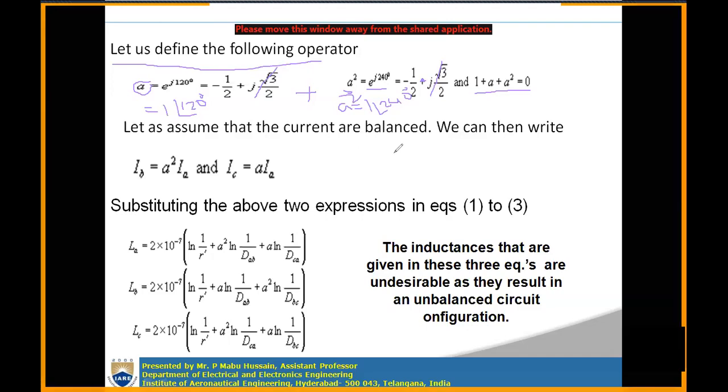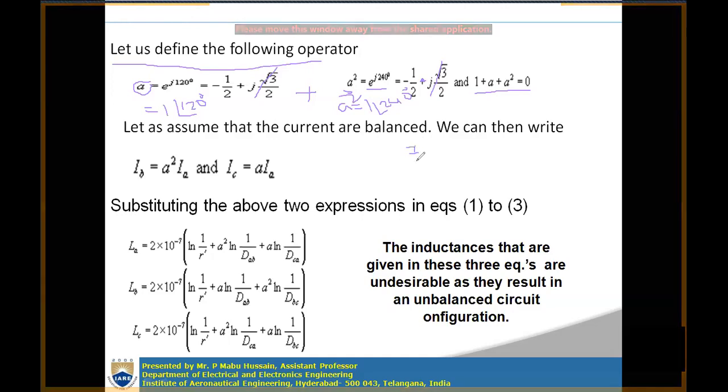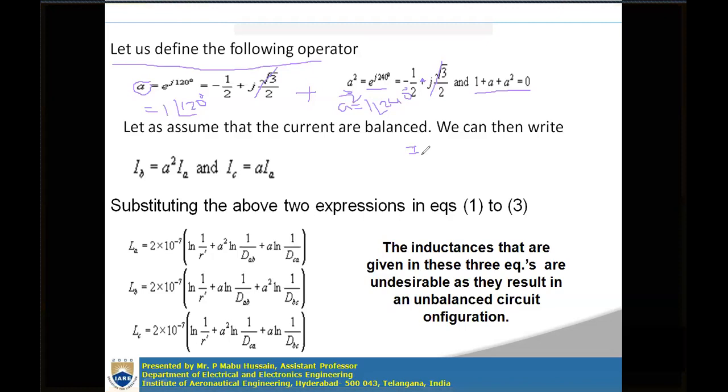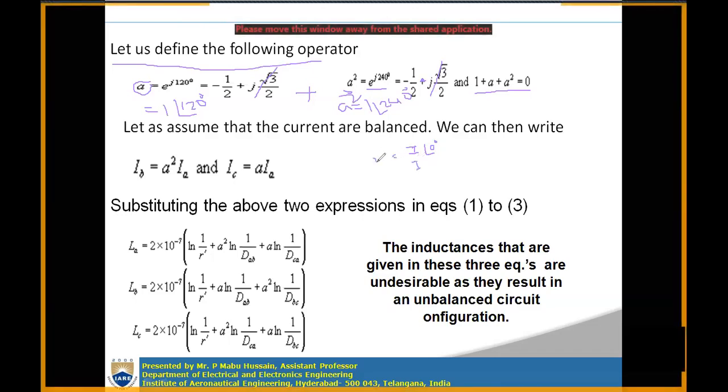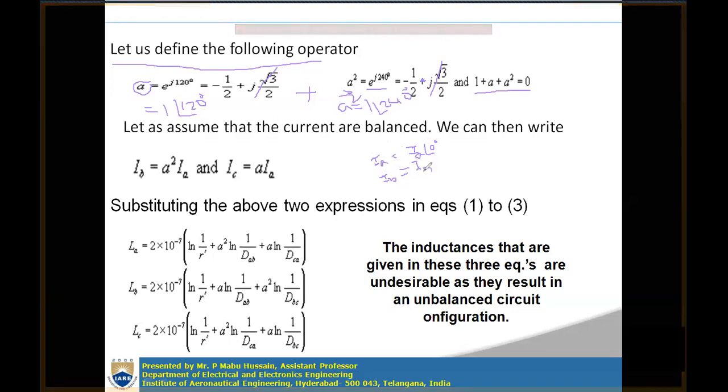So now we assume the currents are balanced. So what is a balanced system? A balanced system is nothing but all three phases having the same magnitude of current, right? And the phase angle will be minus 120 degrees to each other, right? If you take conductor current IA as the reference, then this will be IA at an angle 0 degrees. Now if you write for conductor B, conductor B also will have the same magnitude as conductor A, which is IA only, but the phase angle is minus 120 degrees.